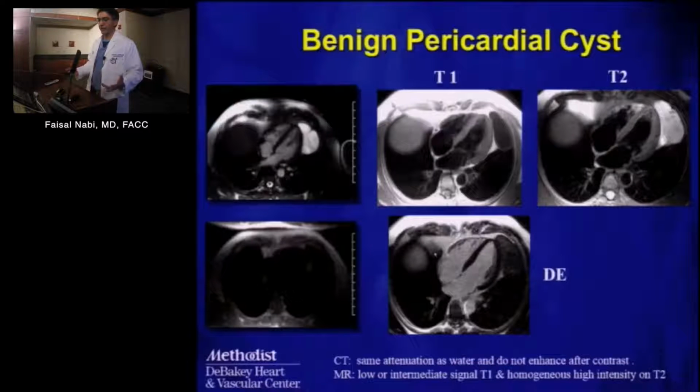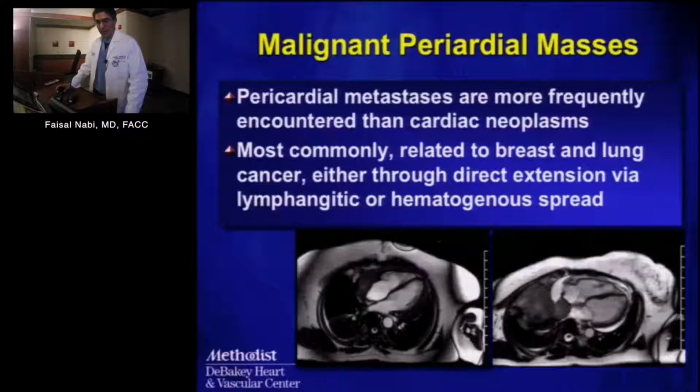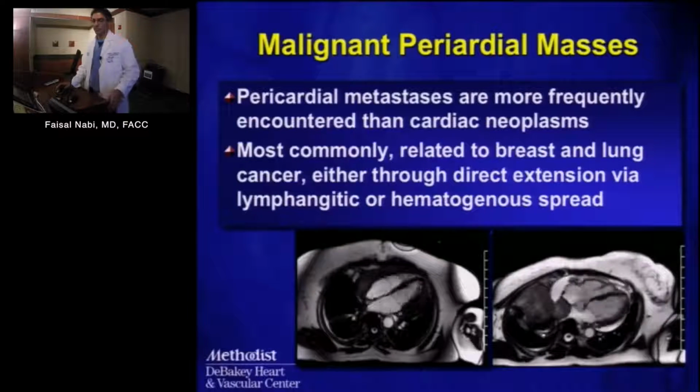This would be very consistent with a pericardial cyst. Same thing we can do with CT. Pericardial cysts are most commonly at the right costophrenic angle. They tend to be benign, well circumscribed. We can put a region of interest, determine a Hounsfield unit. Most of the time they have tissue intensities close to water. And then, of course, malignant processes are very important.